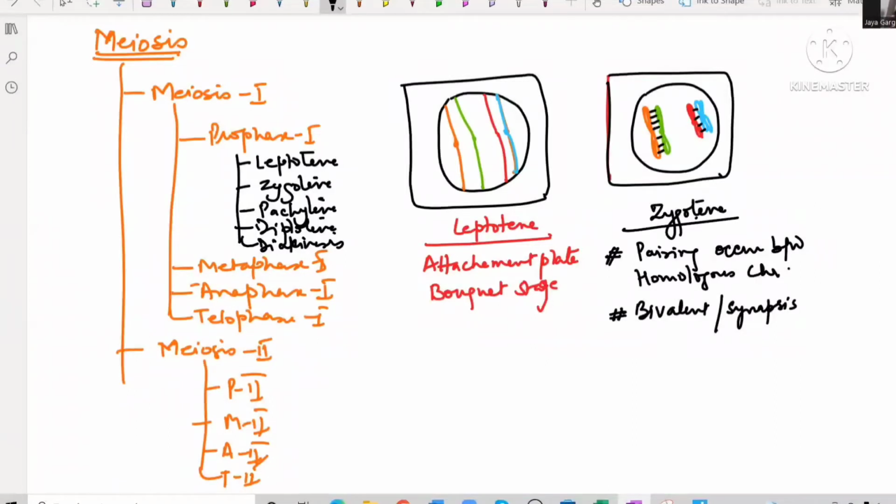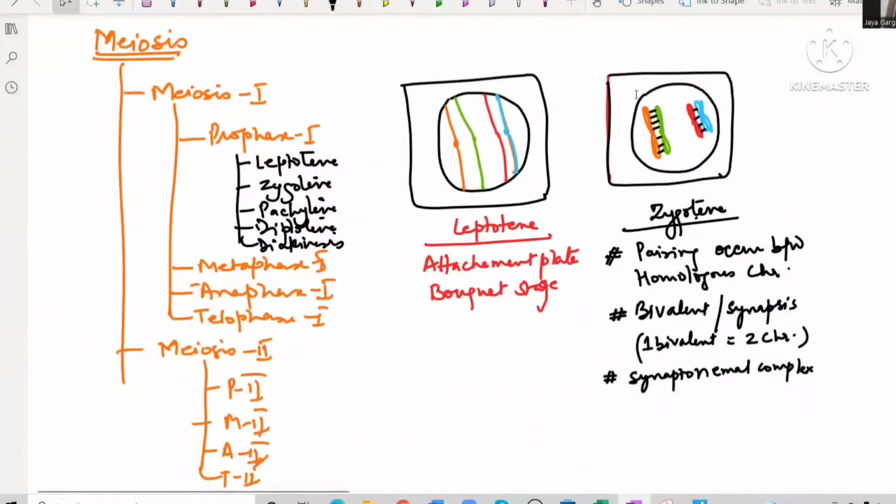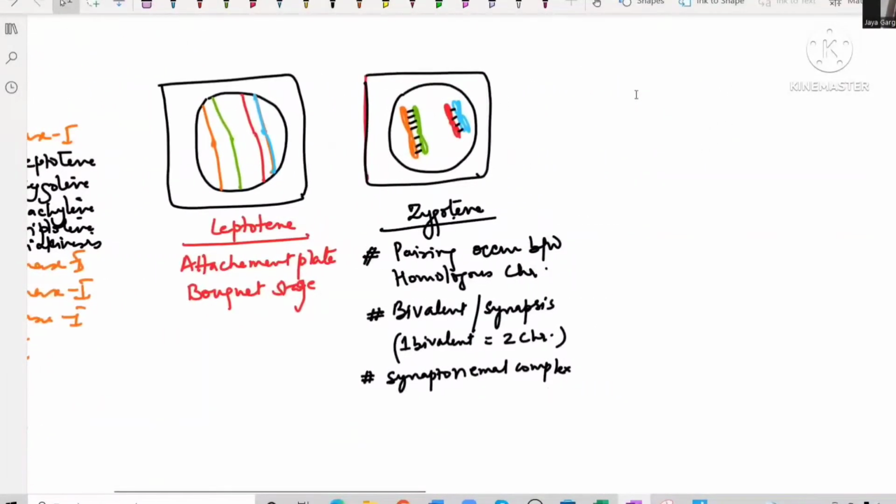In my diagram, I have taken how many chromosomes? Total 4. But how many bivalent? 2. So see beta, 1 bivalent means 2 chromosomes. And in between them, what I am finding? I am finding synaptonemal complex. This much I hope so is clear to you. Clear? Now see, next is your pachytene stage.